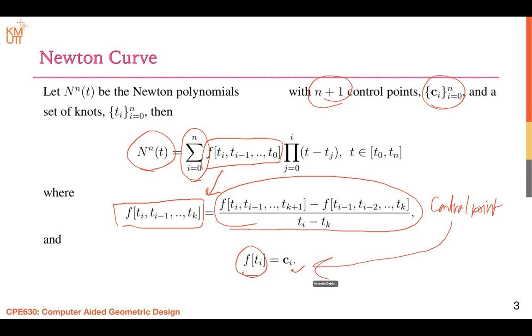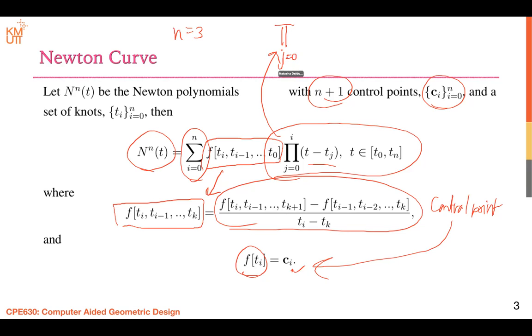Where the control point is like this. And this one, the projection like this, will be the product of t minus t_j. Okay, we can see for this example, if n is equal to 3, what does it mean by the product over j from 0 to 3?